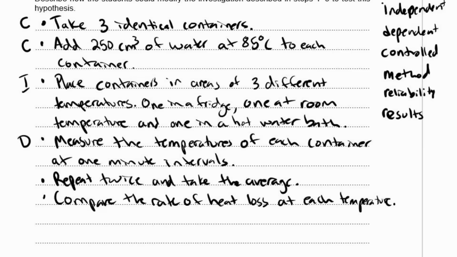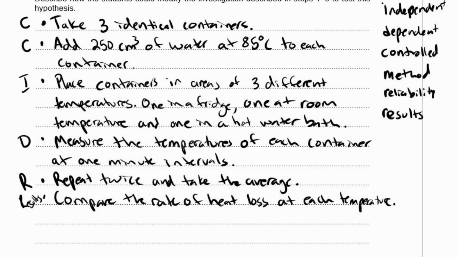Do we have a method? Well, we are describing the method in this process, so yes, that counts. Reliability. The reliability is repeating twice and taking the average, and we have something about the results. Okay, so you don't have to have something from everything.